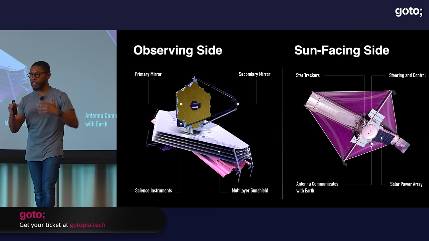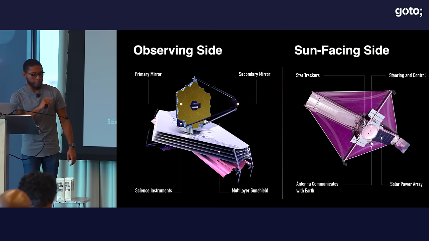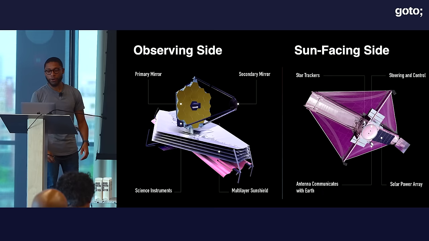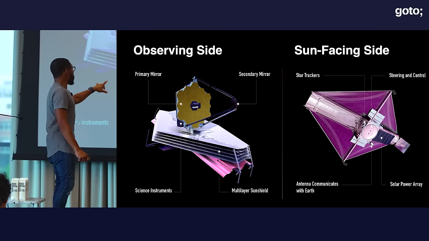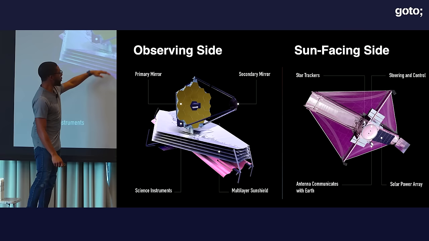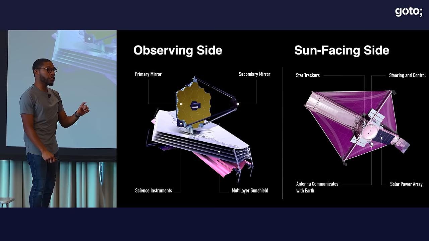Other fun facts about cold side versus hot side? Cold side operates, juxtaposed to your hot side, at 40 degrees Kelvin, which is negative 390 degrees Fahrenheit and negative 235 degrees Celsius. And just to let you know, the distance from what we call the cold side, just the top of the sun shield, to the top of the hot side is about 6 meters. So you have 6 meters to make that temperature difference.